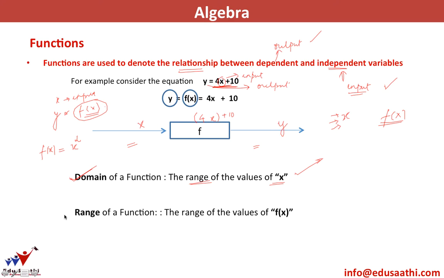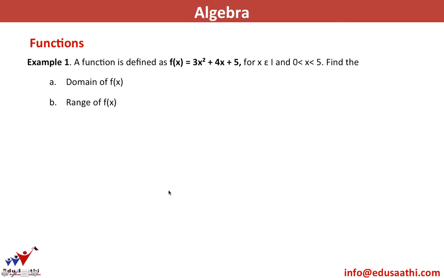Range of a function. The range of values of the output variable or dependent variable or f(x) are termed as the range of a function. So if I compute all the possible permissible values of f(x) and club them together, that will be known as the range of the function. So let's look at an example. The function is defined as f(x) = 3x² + 4x + 5. x belongs to all the integers and x is between 0 and 5. Find the domain and the range.